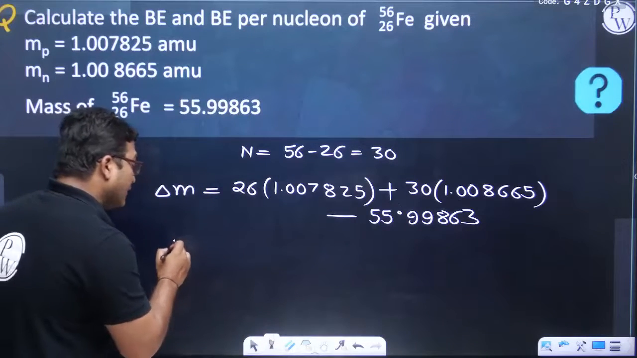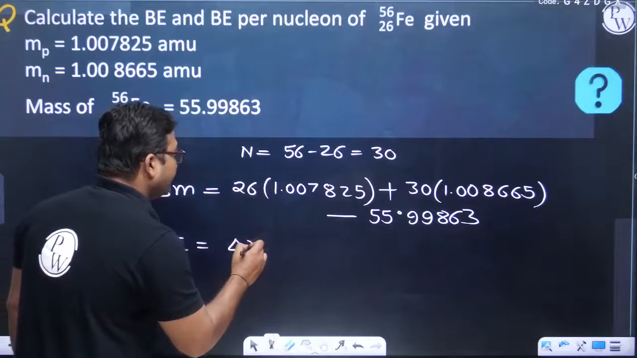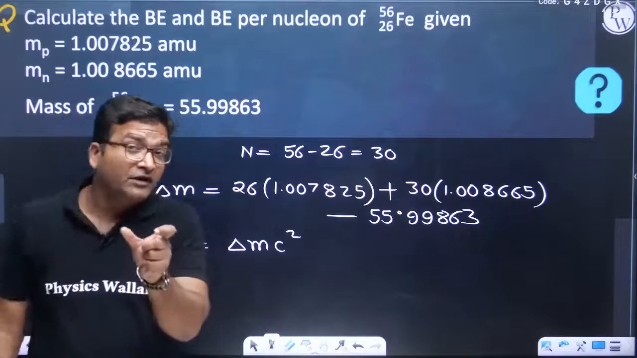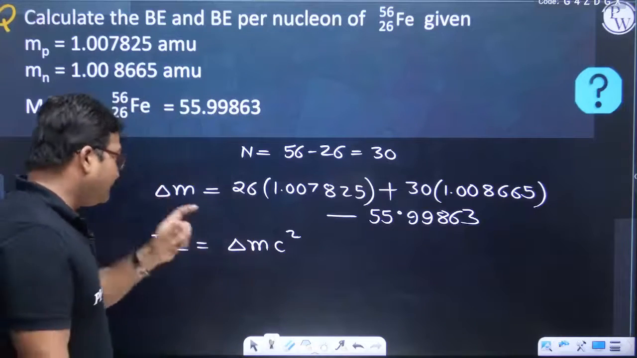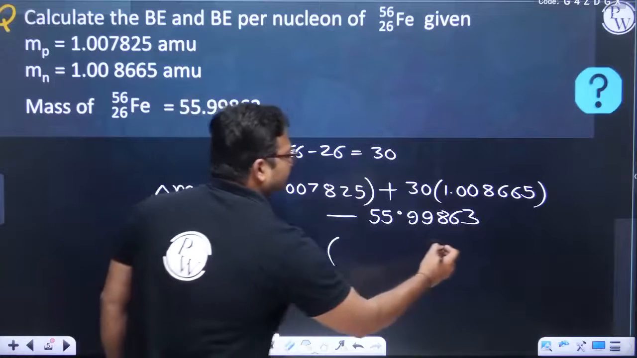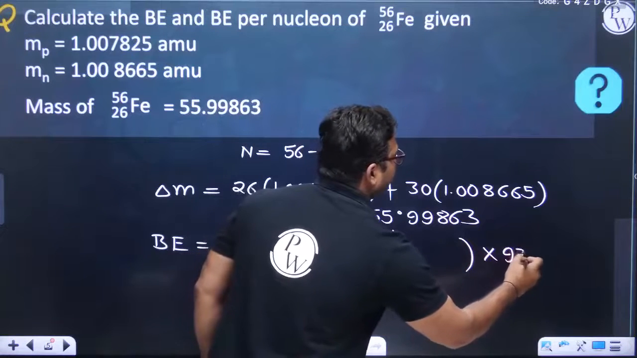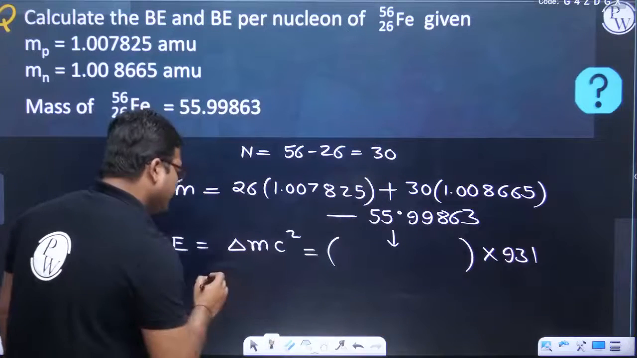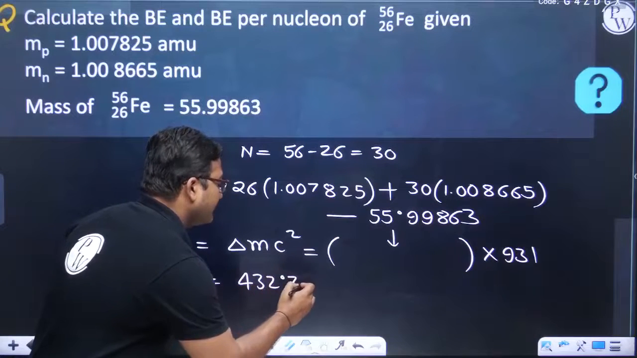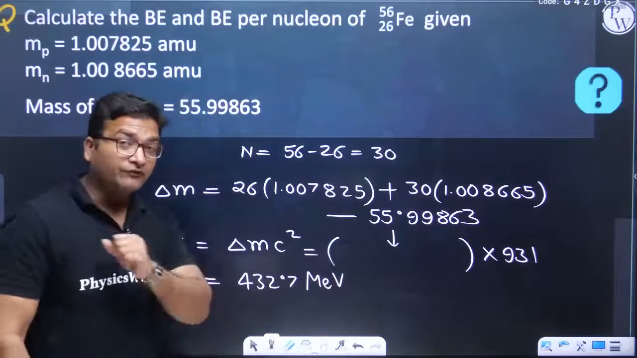You know the energy released, or the binding energy, is equal to delta m times c square. But as we know, with delta m in atomic mass units, the value of c square is 931. So we have this much here multiplied by 931. If you calculate this, you will get 432.7 million electron volt. This is the binding energy of the nucleus.